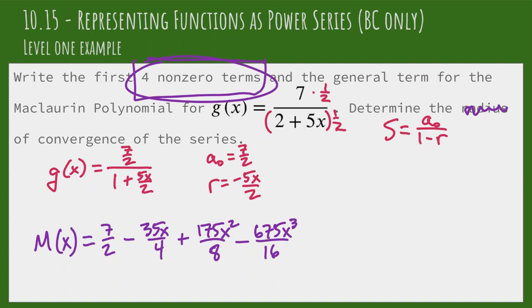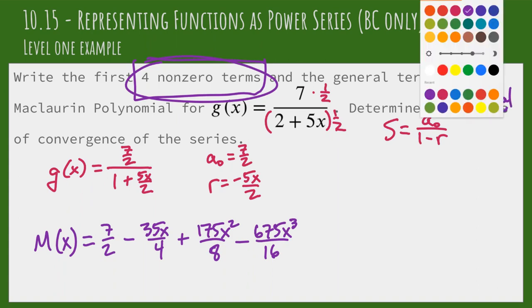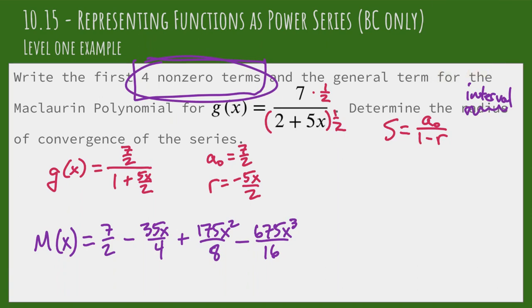Again, I'm going to answer the question, what is the interval of convergence? And the interval of convergence, remember, for a geometric series, the common ratio has to be between -1 and +1. And in this case, the common ratio is negative 5x over 2. So we have negative 1 is less than negative 5x over 2 is less than positive 1.